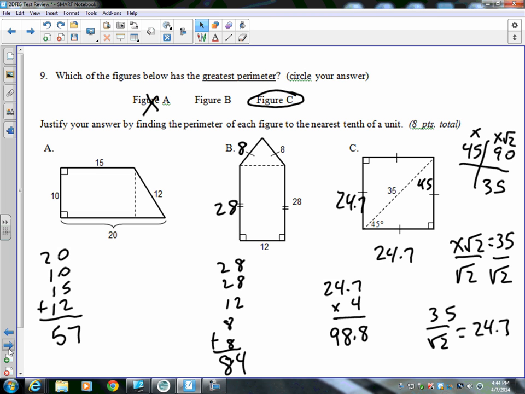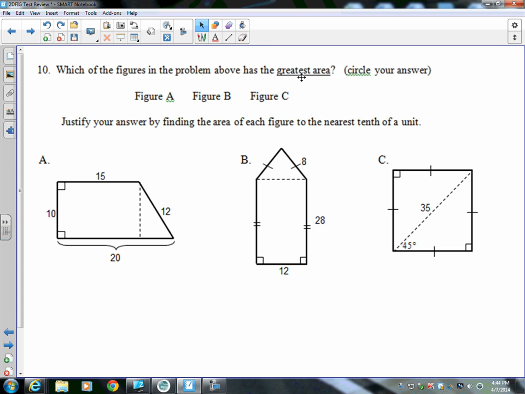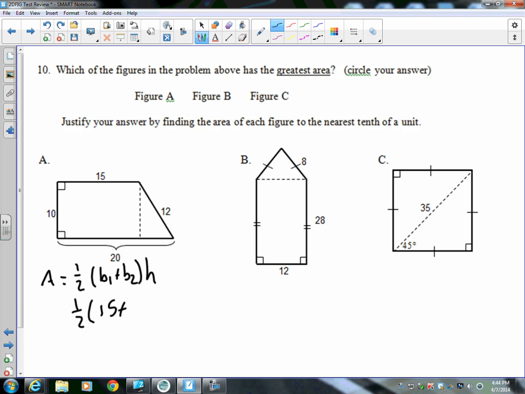Number 10 is using the exact same figures, but this time it's asking us for the area. Which one is the biggest area? Okay, so let's start with part A. Figure A is a trapezoid, just like what we said before. In order to find the area of a trapezoid, we say it's 1/2 base 1 plus base 2 multiplied by the height. We do have all the information. Base 1 is going to be 15. Base 2 is 20. And the height is 10.